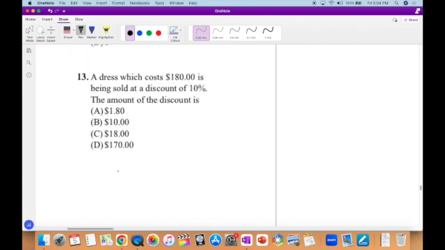Number 13. A dress which costs $180 is being sold at a discount of 10%. The amount of the discount is... So we have to find 10% of 180. So that is $18.